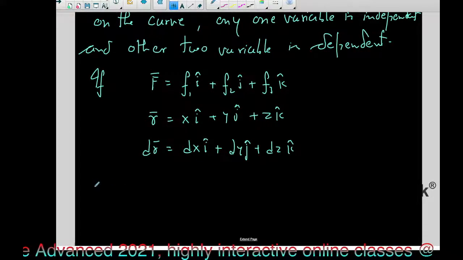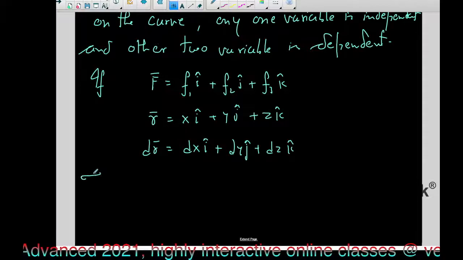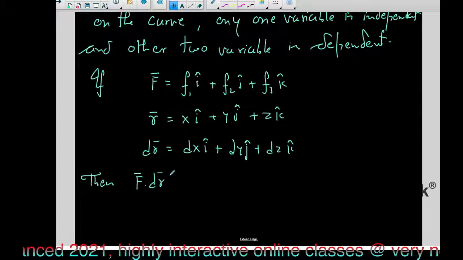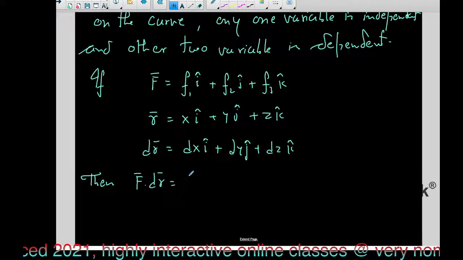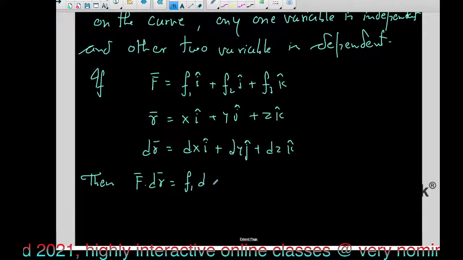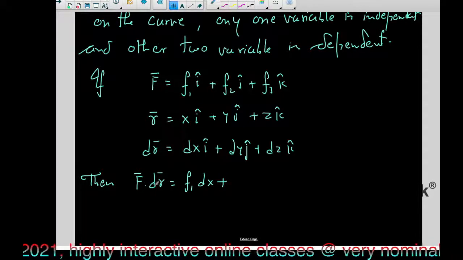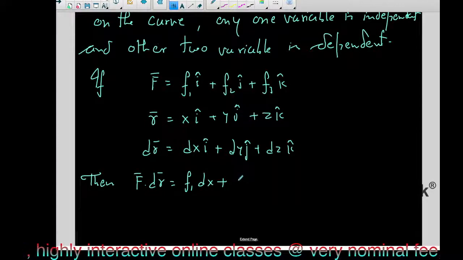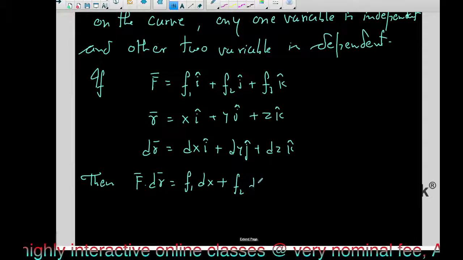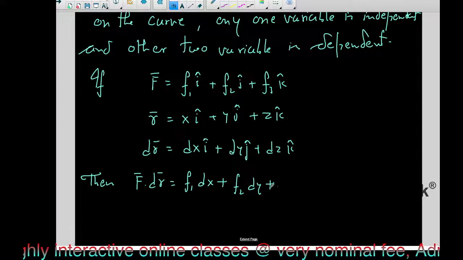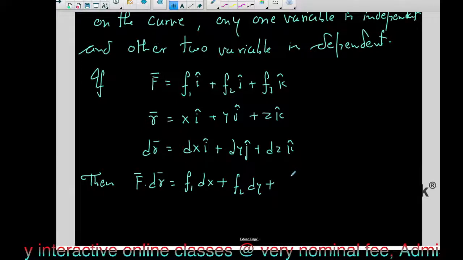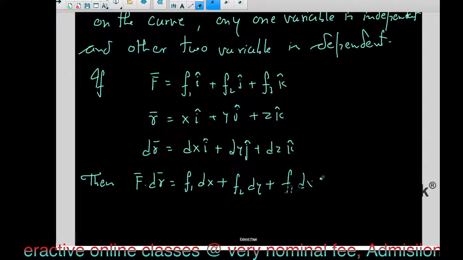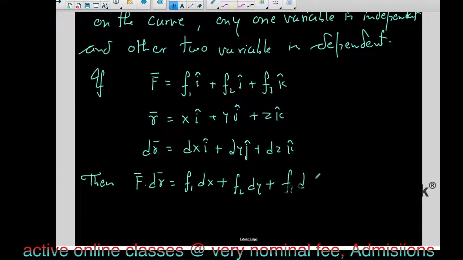So then F dot dr, what do we say here? F dot dr vector, we say F1 into dx. Are you getting the dot product of these two vectors? F1 dx, i to i, j to j, k to k, and here that is F2 dy and F3 dz. I will explain this also later geometrically, don't worry. First let me make the formula.